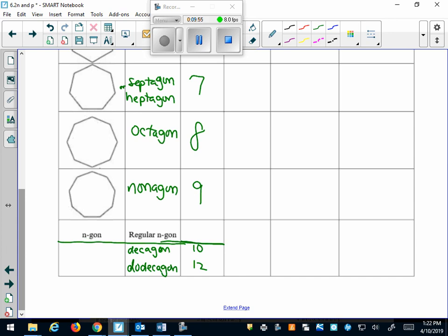Anything that's not on this list you can call an n-gon. But in the place of n, you would put the number of sides. So in other words, like a 13-gon is a 13-sided figure, etc. A 50-gon is a polygon with 50 sides. Okay? But those special names, these are the ones I want you to know.